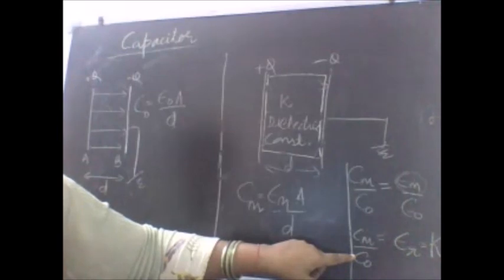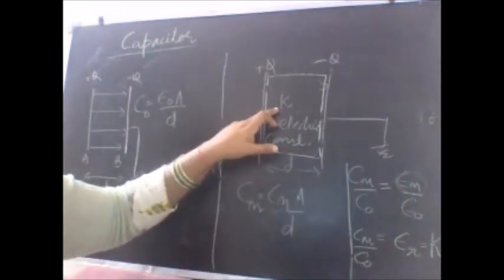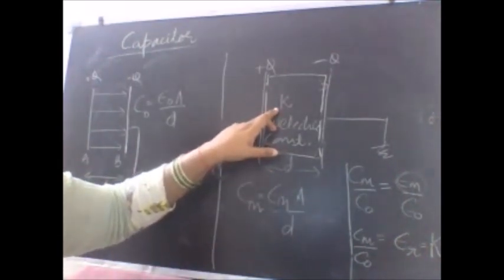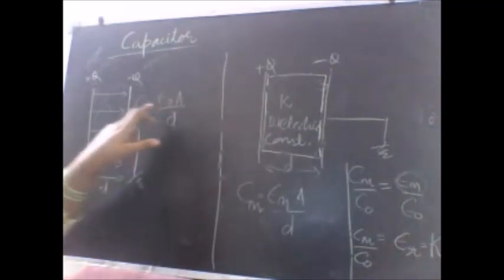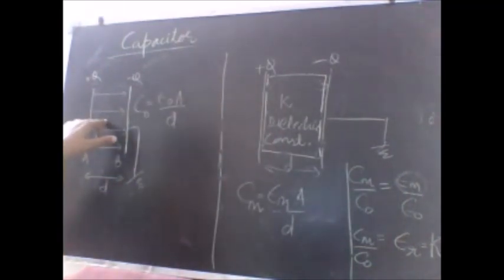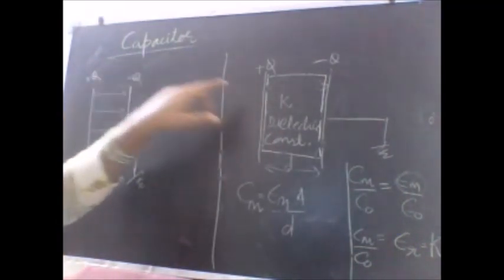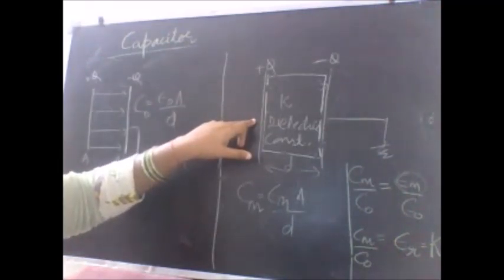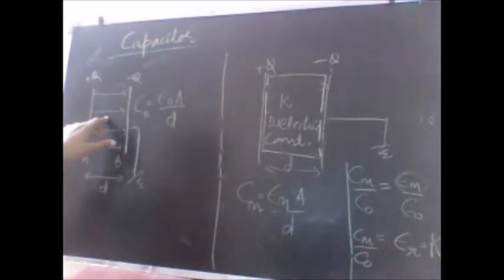the dielectric constant is the ratio of the capacitance of a parallel plate capacitor with a dielectric in to the dielectric out. So the ratio of the capacitance with the dielectric in to the capacitance with the dielectric out, that is what we call the dielectric constant. And just have a look at this.